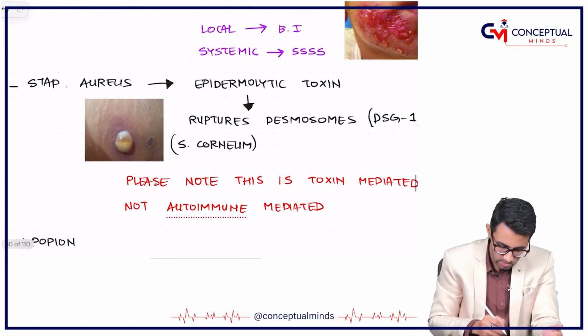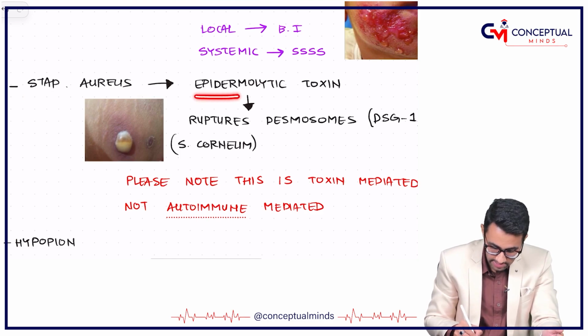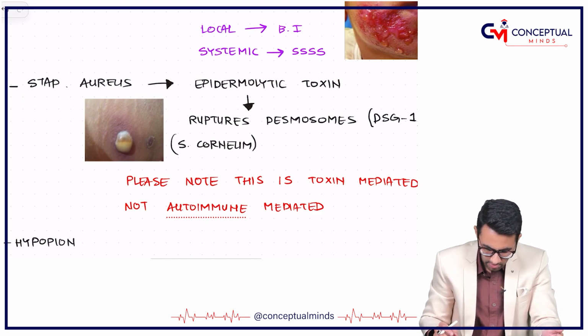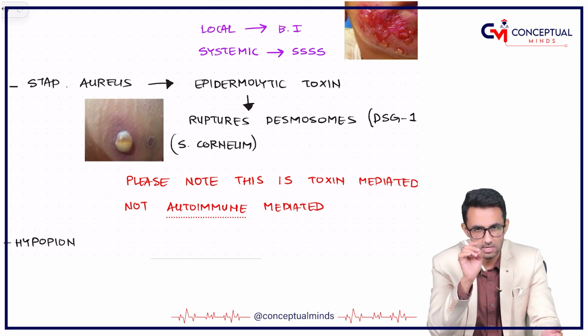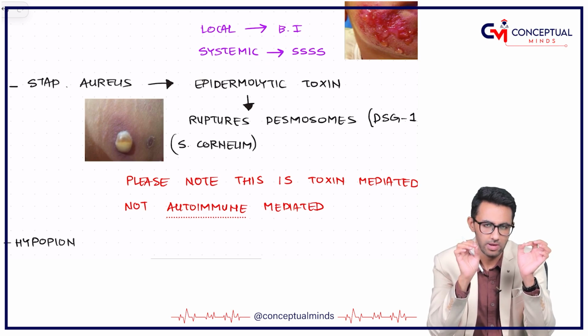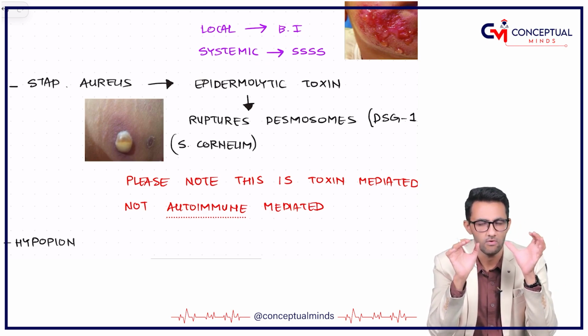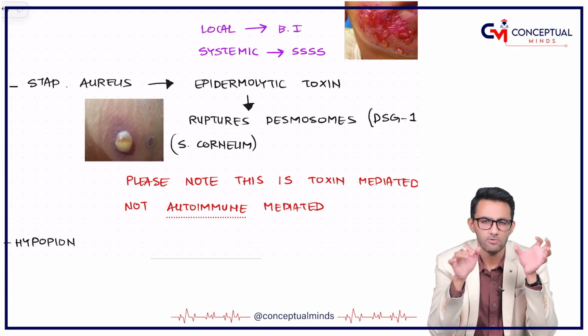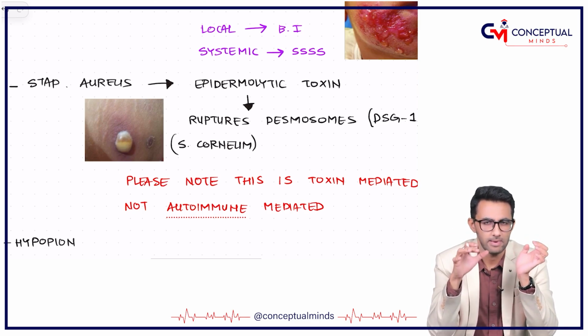So this organism causes big mayhem. How does it do it? It makes an epidermolytic toxin. This toxin comes and destroys DSG1, that is desmoglein 1, which causes acantholysis, and the acantholytic cells are formed. That is the reason we have the whole bulla formation. I just gave you a little overview about how this epidermolytic toxin works, but ahead we have a full diagram representing this as well.